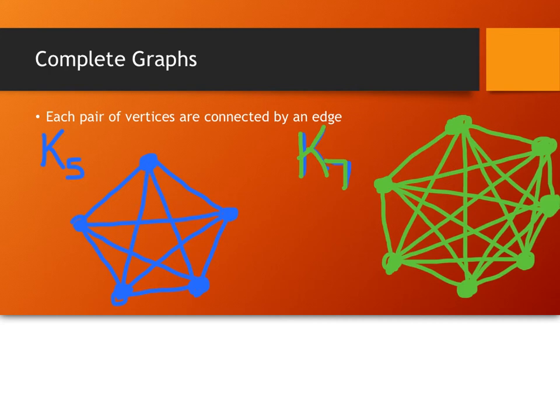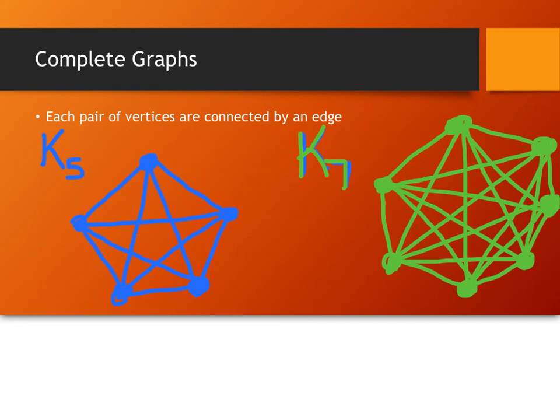Again, this one you could count by making sure there's 6. 1, 2, 3, 4, 5, 6. 1, 2, 3, 4, 5, 6. 1, 2, 3, 4, 5. Oh, I missed something. 1, 2, 3, 4, 5, 6. Good. And I think I have 6 in from every single vertex.